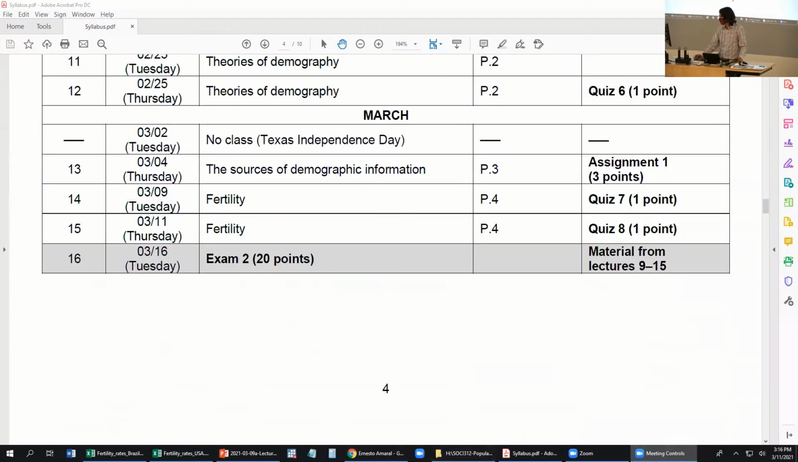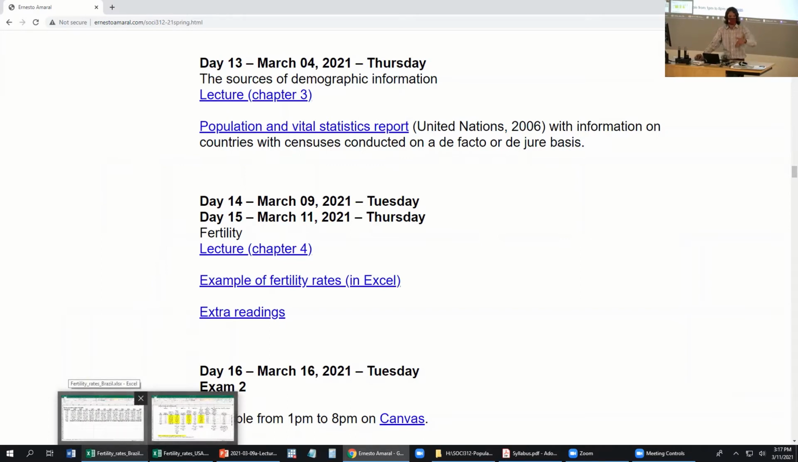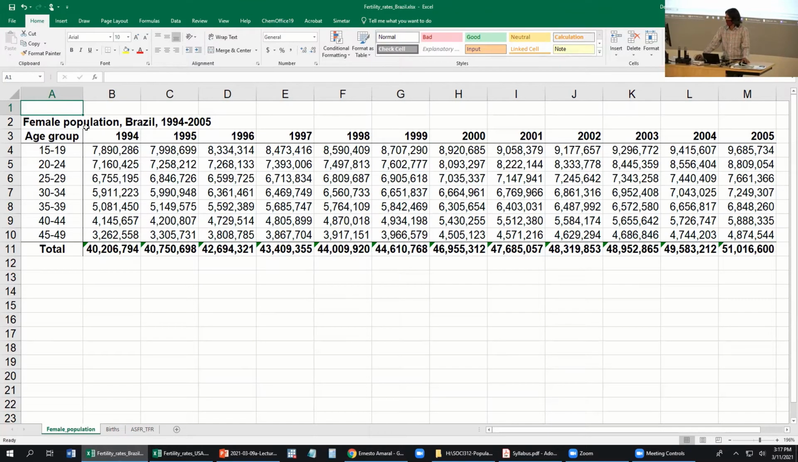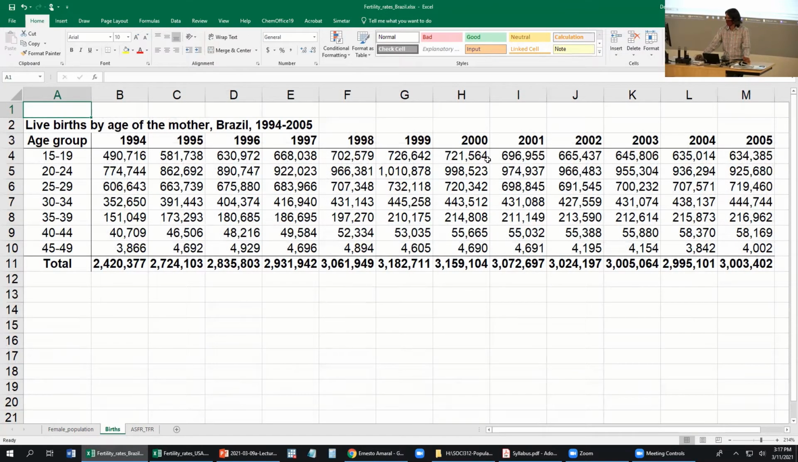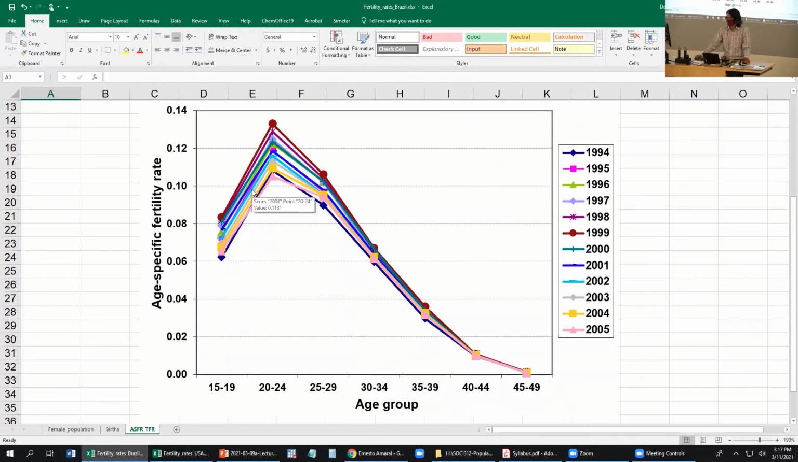And in this topic about fertility, here on the website, there is this information, the lecture, and also there is this zipped file, compressed file. If you uncompress it, you're gonna have 2 Excel files where I show you in Excel how to calculate the rates that I'm gonna talk about in the lecture, right? And if you uncompress this file here, you're gonna get this file that's pretty much getting data from Brazil, the female population by year and age group, and the live births by age of the mother and year, and then you can estimate the age-specific fertility rates and generate this graph here.